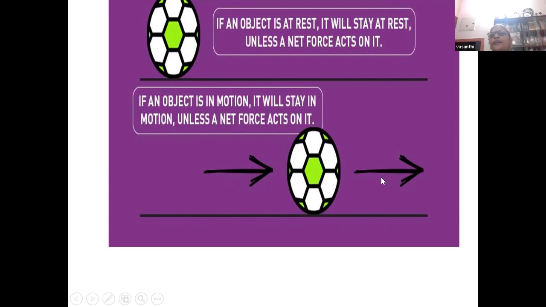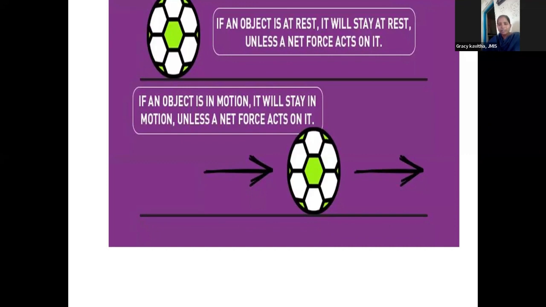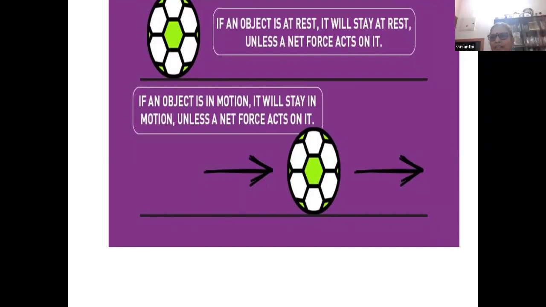Will the children agree with it? Immediately they will tell you, after some time the ball will stop. But according to your statement, the ball should roll on forever. So the children will ask, ma'am, the ball has stopped, you told me that the ball will roll forever. What answer will you give? Because of friction, an external force. So you will write the next statement: unless it is acted upon by an external unbalanced force.